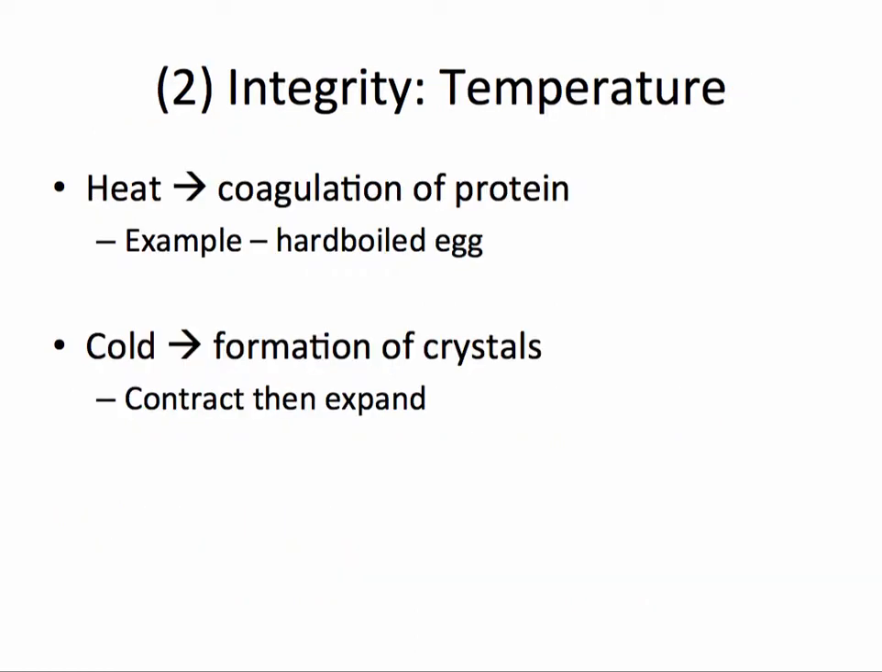Heat results in coagulation of protein. To exemplify this, think of what happens to an egg when it boils. The stiffening of the egg is a result of coagulation of proteins. Cold results in the formation of micro ice crystals, which expand and then contract, resulting in shearing forces against the cellular structural components. The cells most susceptible to changes in temperature are neurons.